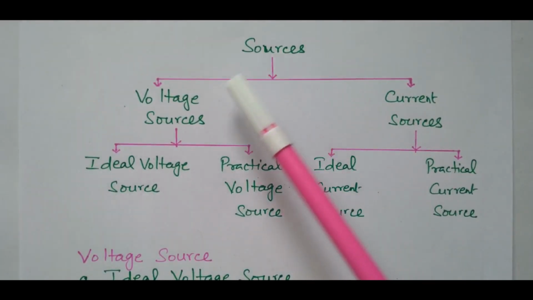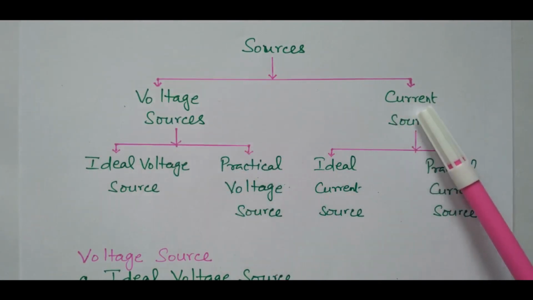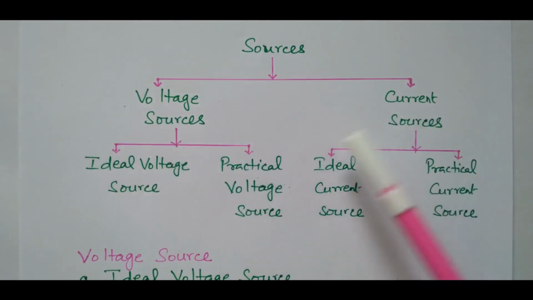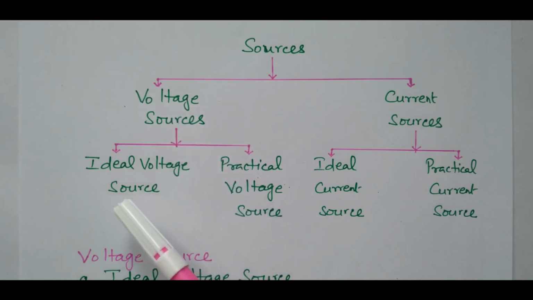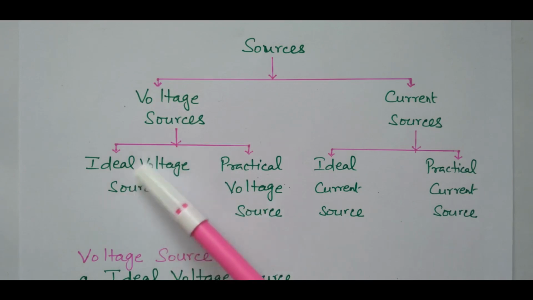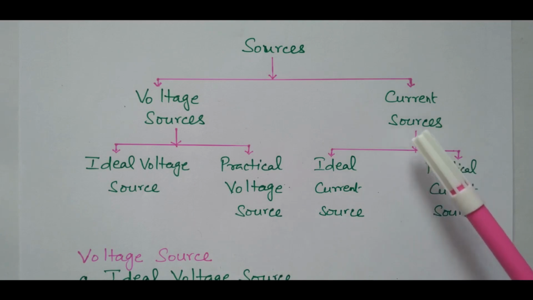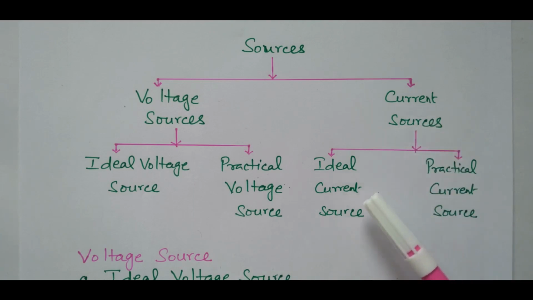The source is divided into voltage source and current source. Voltage source is further divided into ideal voltage source and practical voltage source. We will see what is meant by ideal voltage source and practical voltage source one by one. Similarly, current source is again divided into ideal current source and practical current source.